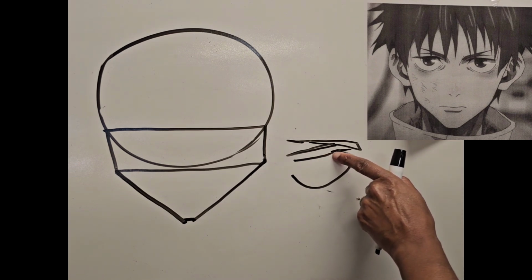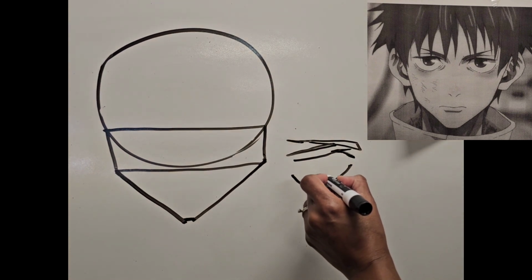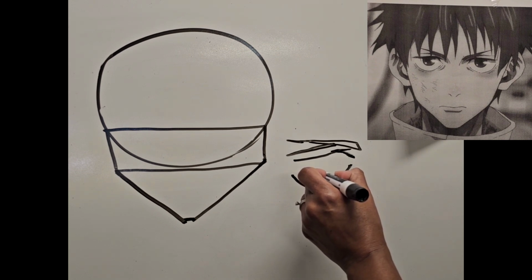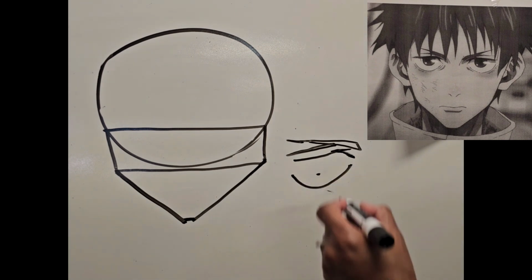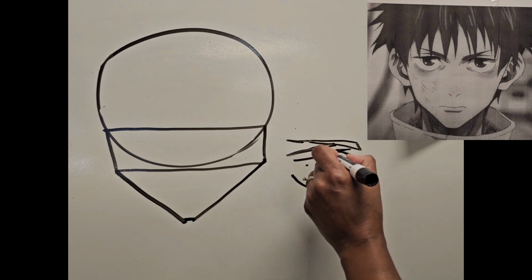Let me just join that together there. Now I'm going to put in the iris and the pupil. So there's some distance between the bottom eyelid and the eye, so I'm going to just pinpoint it. The eye is stopping right there, and right here and right here.